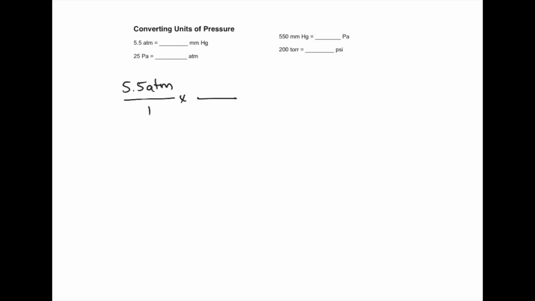So, all right, in the first problem, we're going to be converting 5.5 atmospheres, all right, into millimeters of mercury, right? And if you saw on our conversion chart, 1 atmosphere is equal to 760 millimeters of mercury. So we can cross out our atmospheres, multiply our fractions, and we get 4,180 millimeters of mercury.